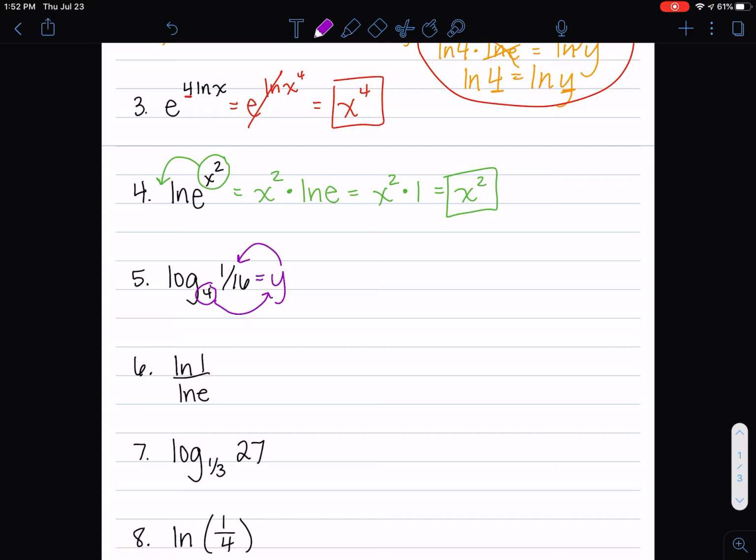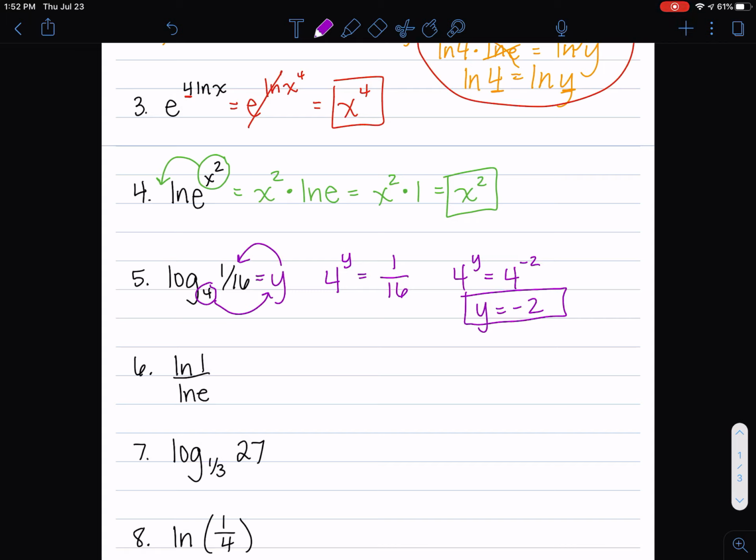So when I rewrite this, I had a log function. I'm now going to have an exponential function. 4 to the y equals 1 over 16. Okay. Well, I know that 16 is 4 squared. So 1 over 16, since it's in the denominator, is going to be 4 to the negative 2, because it just kind of bumps it down by making it negative. So now I know that y is going to have to be equal to negative 2. Okay? Just a little way to think about this.